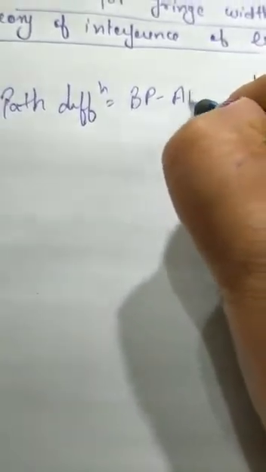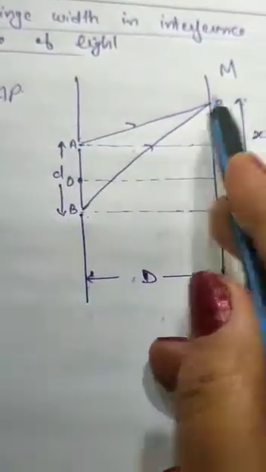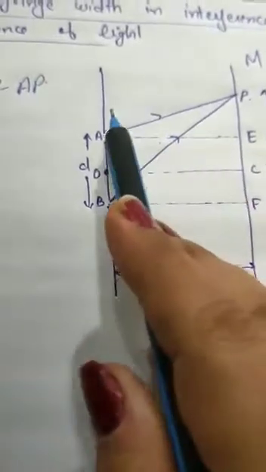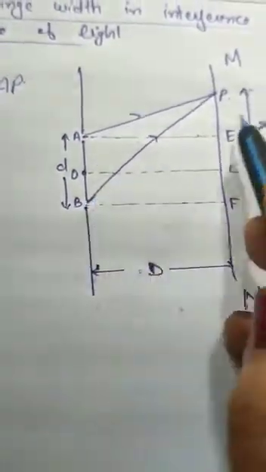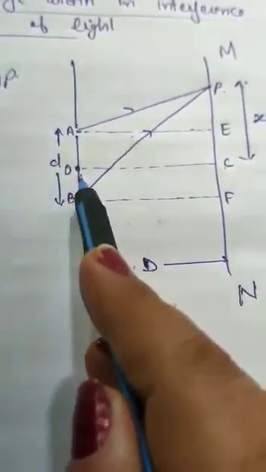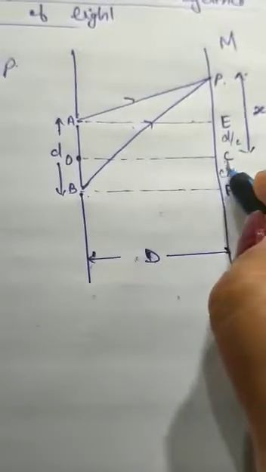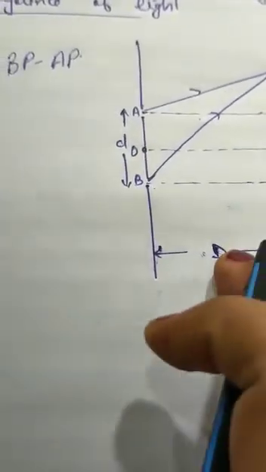So we can write the path difference is equal to BP minus AP. Firstly we will find out this BP and AP in this triangle APE. Now you can see that here AB is equal to d, PC is equal to x, OA is equal to EC, so we can write this is d by 2 and this is also d by 2. Now firstly, let us find out this BP in this triangle.